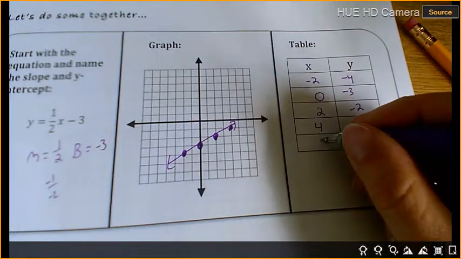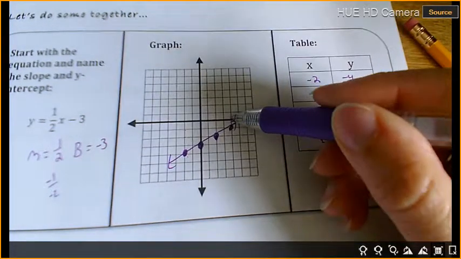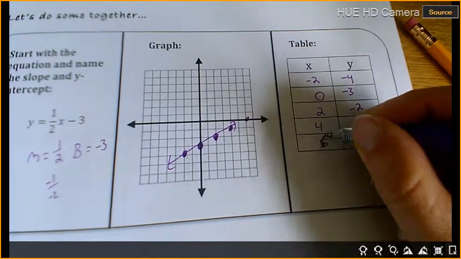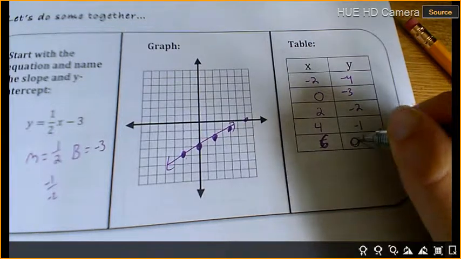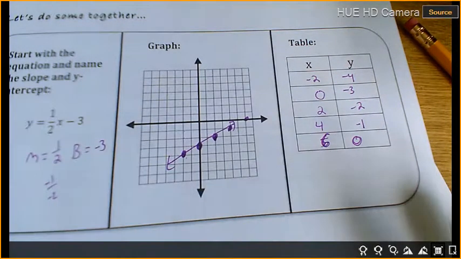When x is 5, y would be? Now we go up 1 over 2. It would be 6, actually. When x is 6, y would be 0. Okay. All right. Do you have to fill in the whole thing? You don't. I just did because we had a question.